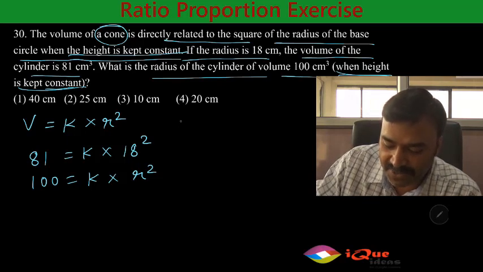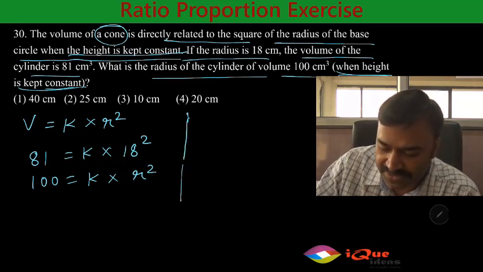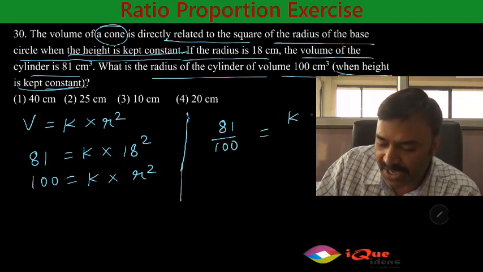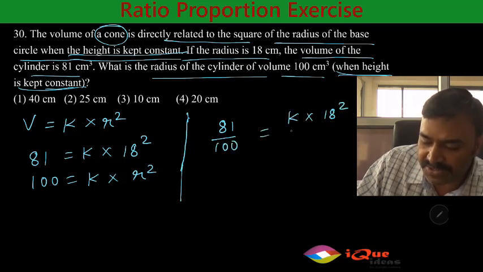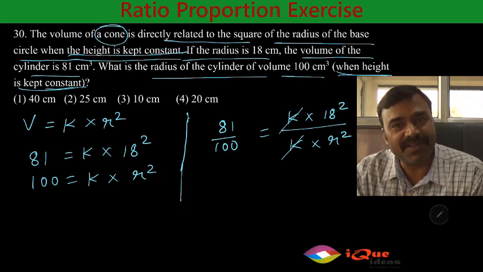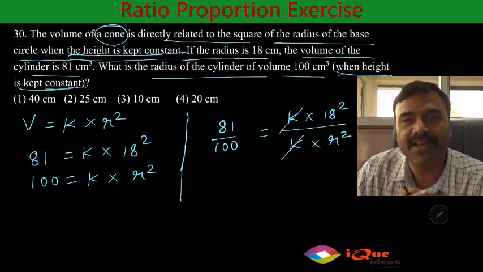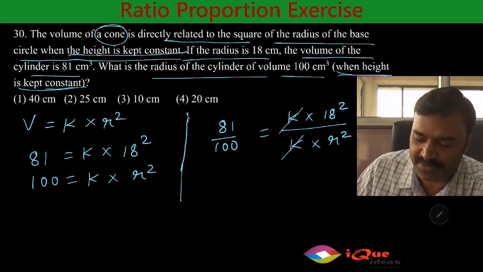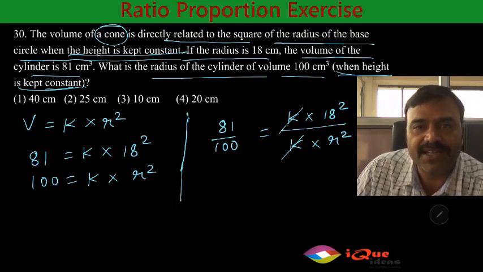Simply divide. If you divide these two, what do you get? On the right hand side you get 81 upon 100 equal to K into 18 square divided by K into R square, and clearly K gets cancelled. This we could have done in the previous question also, but that was not giving a very helpful situation. The difficulty level would remain exactly the same.